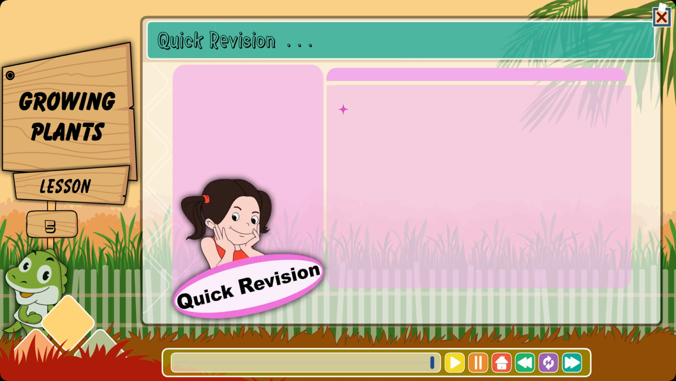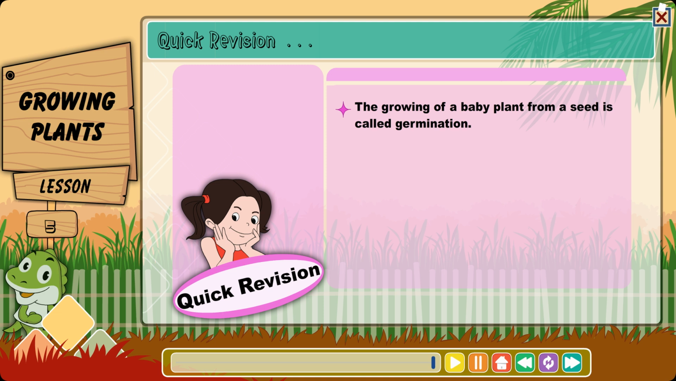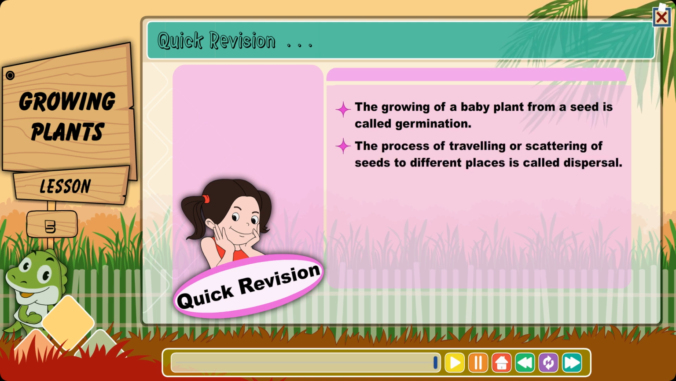Quick revision. The growing of a baby plant from a seed is called germination. The process of traveling or scattering of seeds to different places is called dispersal.